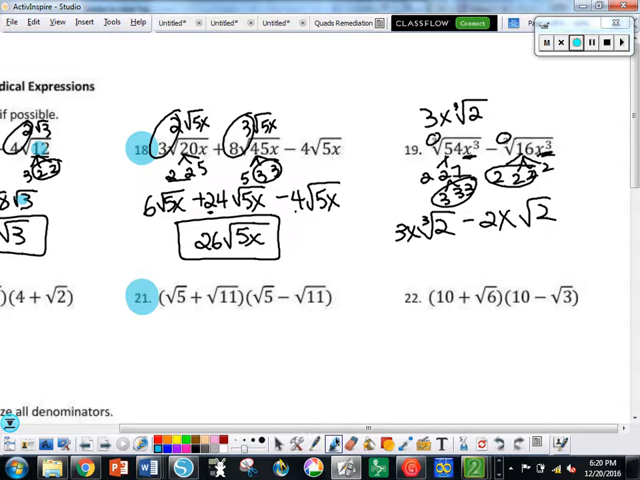These radicals are called like radicals. I forgot to write something. These radicals are called like radicals. And a like radical is kind of like a like term with variables. These don't change, and we can add those together. So 3x minus 2x is x times the cube root of 2.